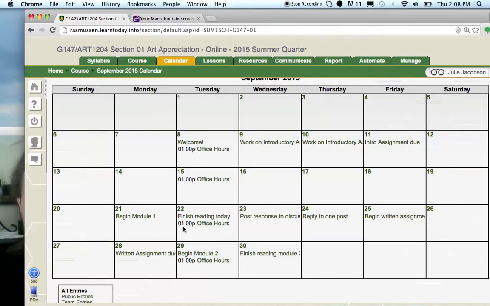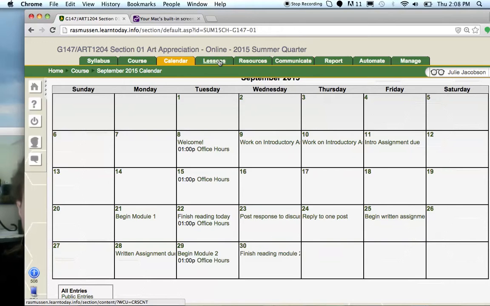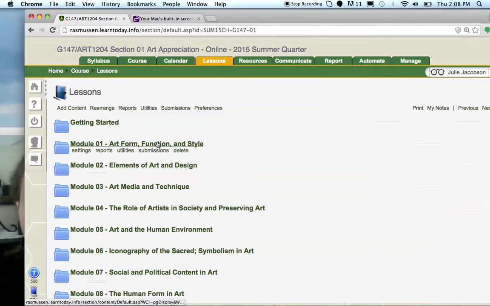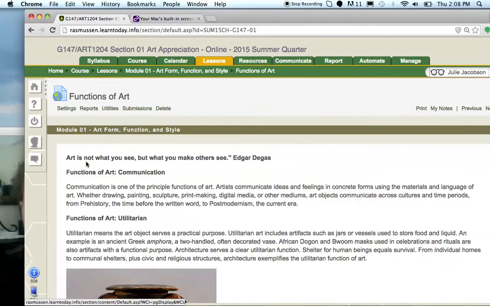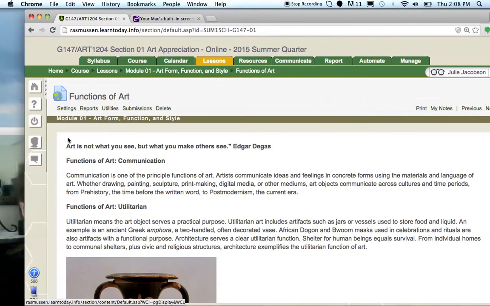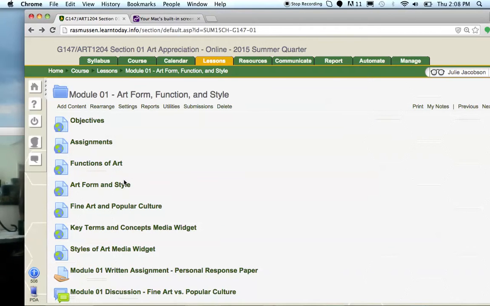So the first thing everyone should do when we start a module is to really do those reading assignments. Click on lessons over here, and then click on the module that we're on, which is module 1, and then we see all these little assignments. We see the objective and a little assignment overview, and then it gets right into some readings. And these are all going to help you learn art vocabulary and do the discussion post that's due just about every module. So if we think about the discussion post that was due yesterday, it asked us to talk about fine art and popular culture.